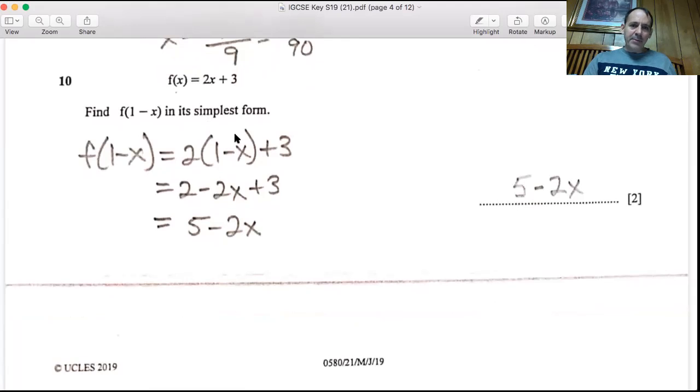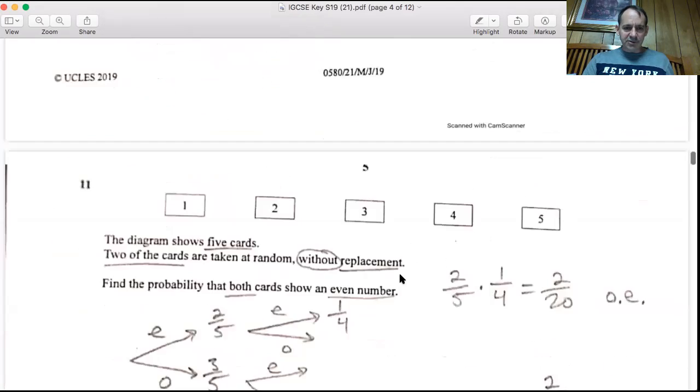Remember, on a function notation, the left-hand side is the notation itself. It tells you what to do. On the right-hand side is where you carry out the math. So there's no math on the left. It's only instructions telling you what to do. So we're replacing the x with a 1 minus x. So here we replace the x with a 1 minus x, distribute the 2, and then simplify. So 2 plus 3 is 5, minus 2x. That is our answer right there, 5 minus 2x.